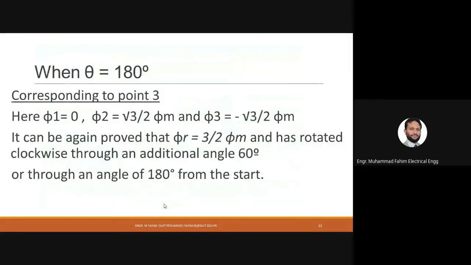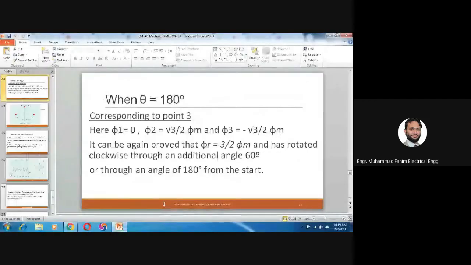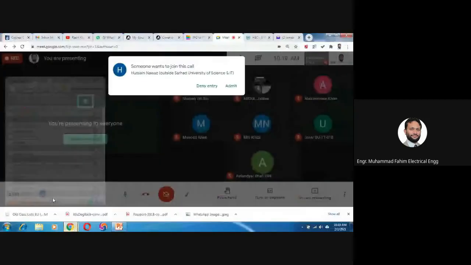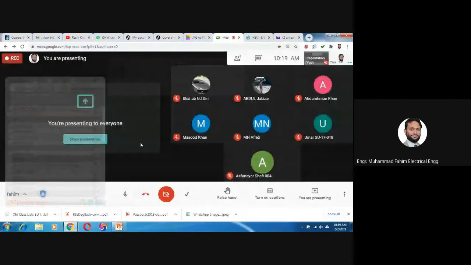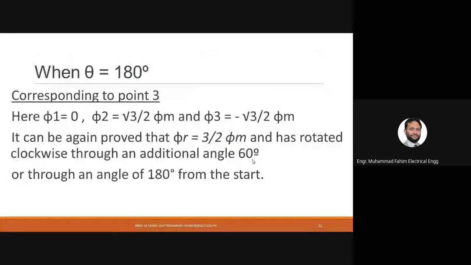Now when theta is equal to 180 degrees, corresponding to point 3, here phi 1 is equal to 0, phi 2 is equal to root 3 divided by 2 phi max, and phi 3 is equal to minus root 3 by 2 phi max. It can be again proved that phi r is equal to 3 by 2 phi max and has rotated clockwise through an additional angle of 60 degrees, or through an angle of 180 degrees from the start.